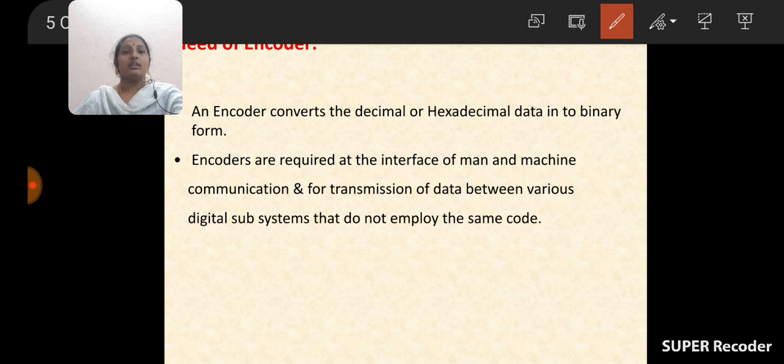So the encoder is used as an interfacing device between the human being and machine, and also between two stages working with different data. One system works with binary numbers, the other works with either the hexadecimal or the decimal system.